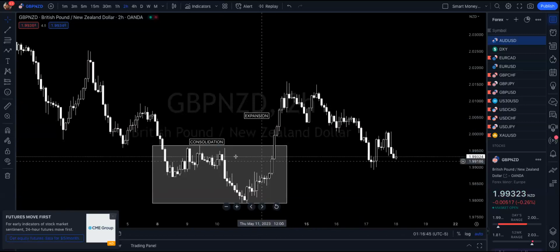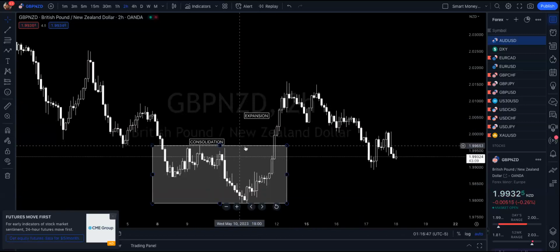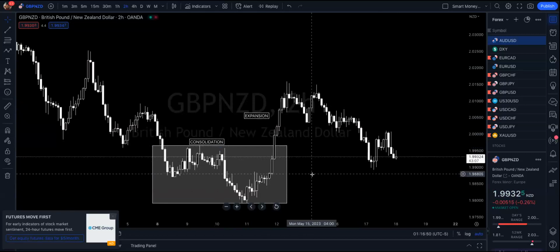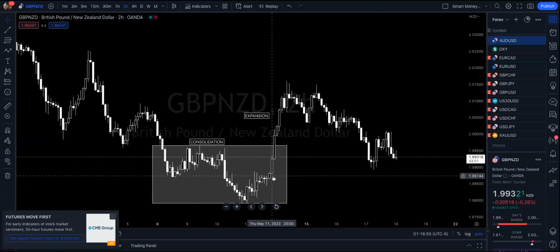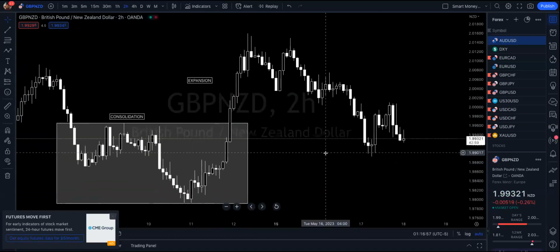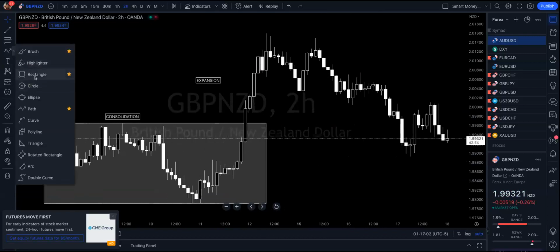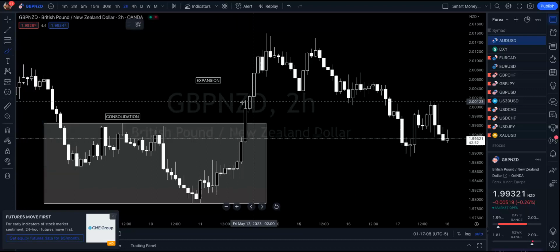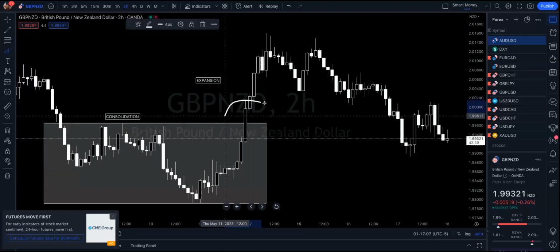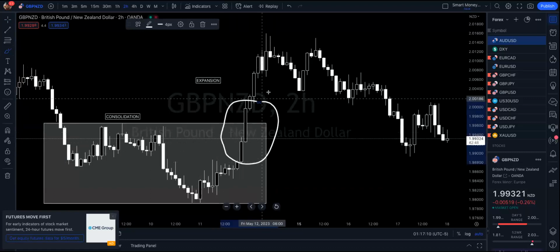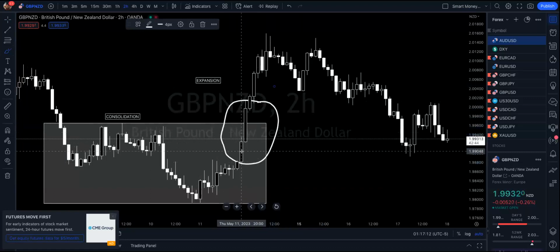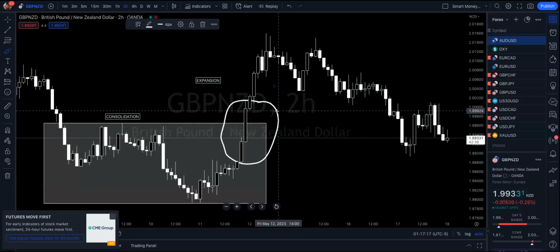So we have change of character, which is a break of structure. Another thing we must have: see these long candles? They create what's called imbalance. Let me show you what imbalance is right quick. Let's use the brush. Now take a look at this circle area. Look at this candle and this candle. Let's move it down some, because the area that we're going to use is a bit lower.